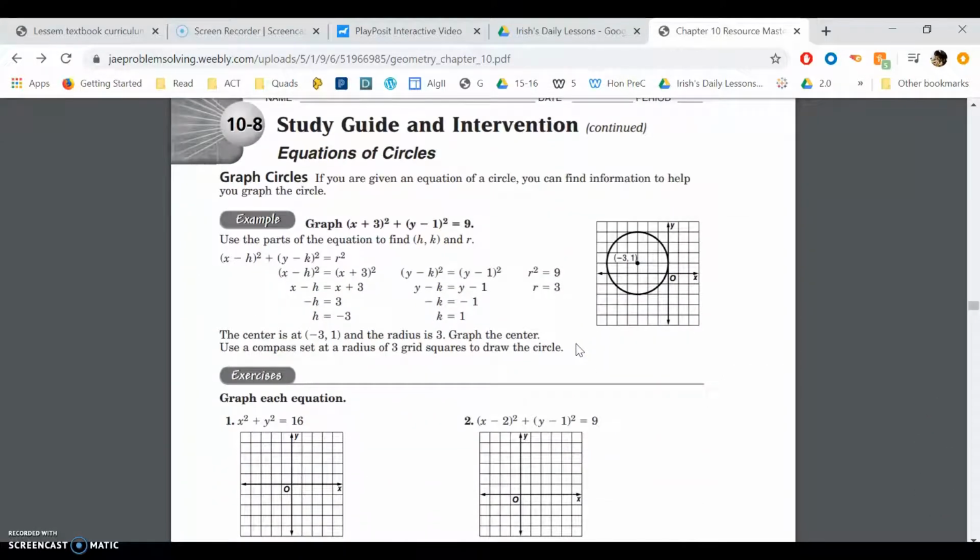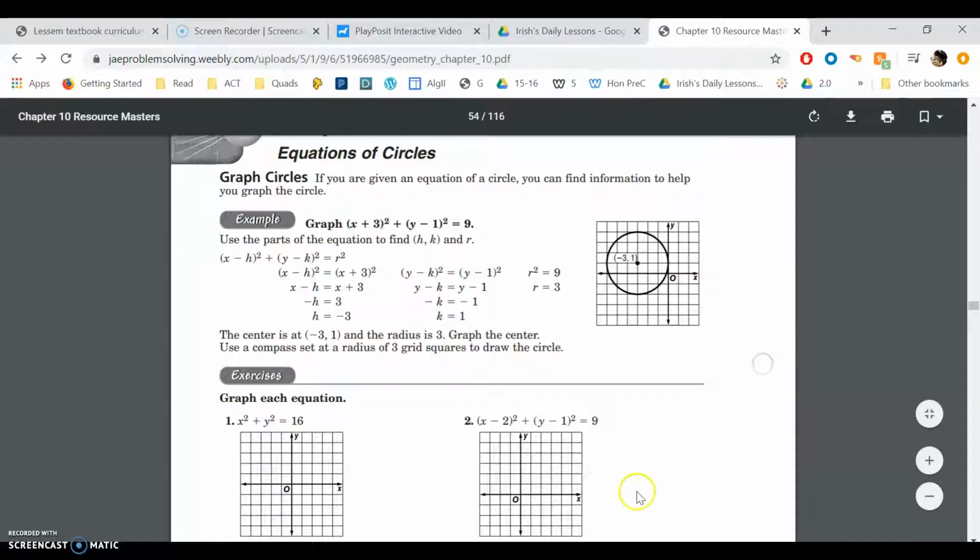All right, here we go. So now we're going to do the opposite. Now we're going to draw. All right, so no problem. Easy. So a couple easy steps in order to do this. Here's the first one. Write this down. Graph x plus 3 squared plus y minus 1 squared equals 9. You got to get something that looks like this.